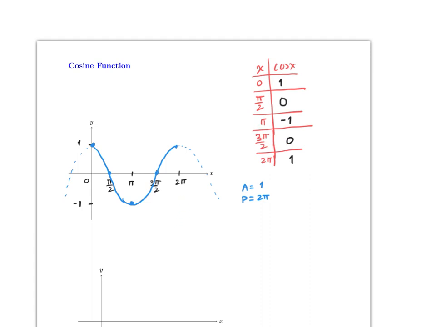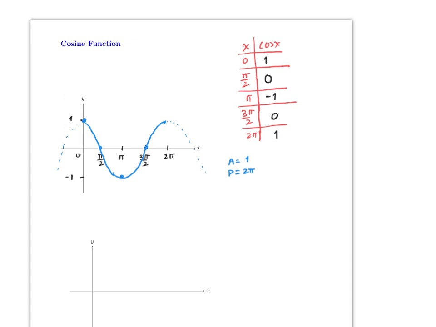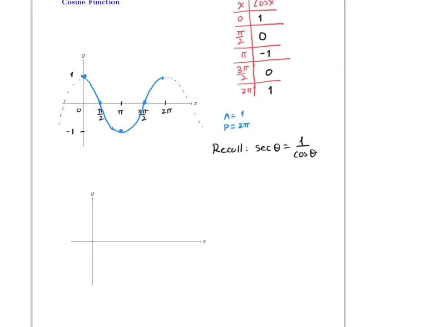Okay? Now, remember that cosine is related to secant. So recall this. Recall that secant theta is the same thing as 1 over cosine theta. They are reciprocals of each other. So therefore, how would you use that to do the graph of secant? Remember also that you cannot divide by 0, okay? So if you divide by 0, this will be undefined. So therefore, we're going to use this graph to graph secant.